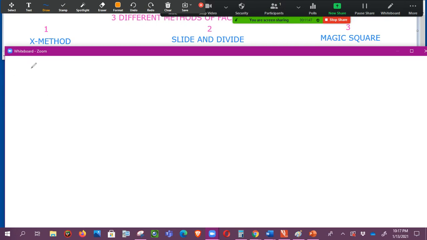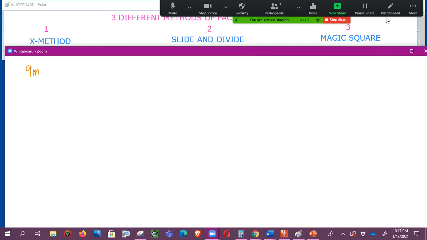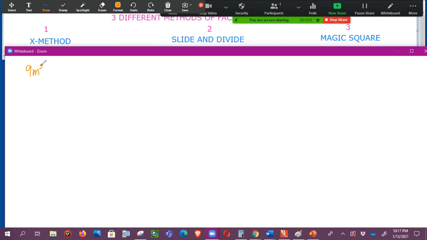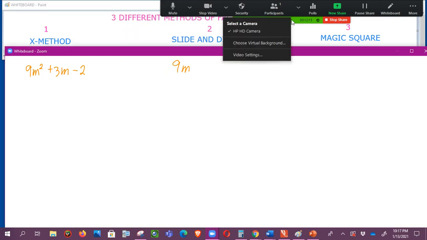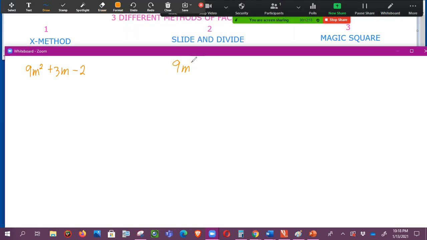Let me have 9m cube. Why am I using cube? I'm sorry, squared. Again, 9m squared plus 3m minus 2. So I will write the given. Oops, again, it should be squared, not cube. I'm sorry. Plus 3m minus 2, 9m squared plus 3m minus 2.